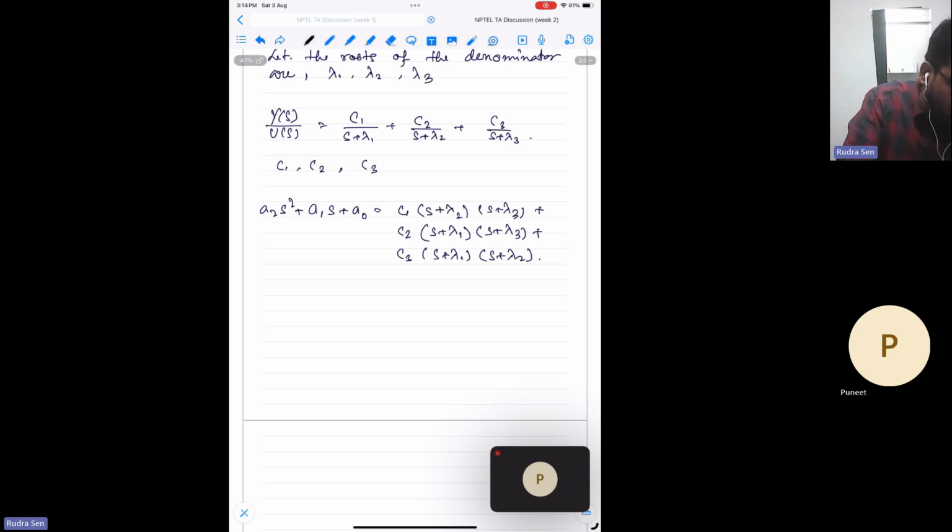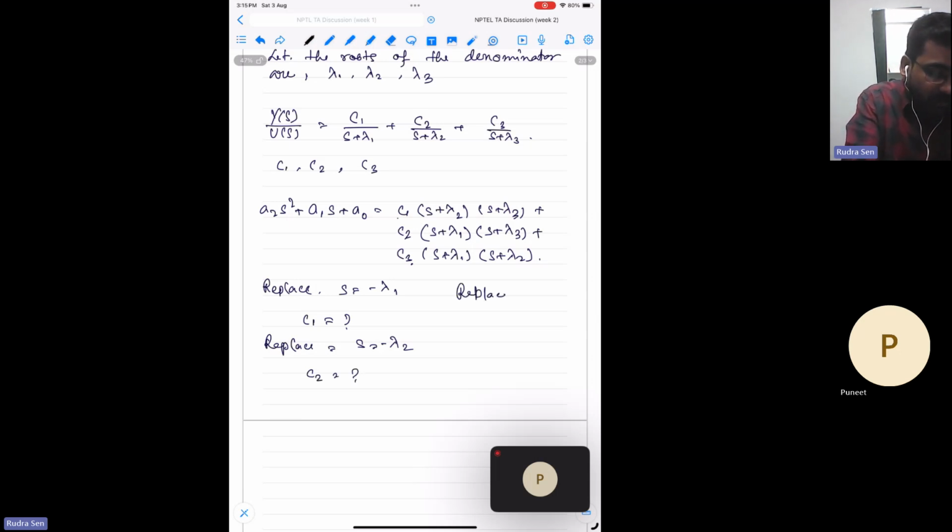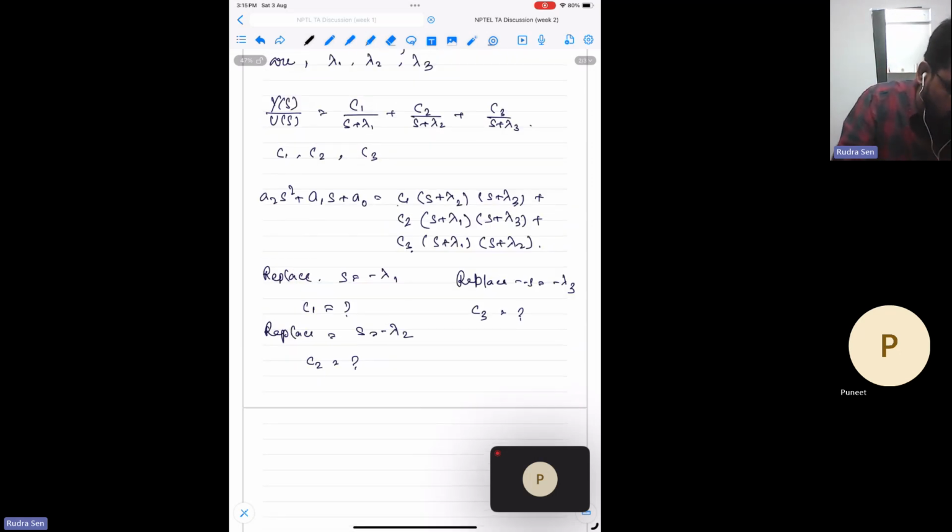And the other thing you can do is first replace s with minus lambda 1. If you replace s with minus lambda 1, these two terms will become 0, and then you will get C1. Then replace s equals to minus lambda 2, these two terms will become 0, then you will get C2, and lastly if you replace s equals to minus lambda 3, you will get C3. So from here you will get C1, C2, C3.